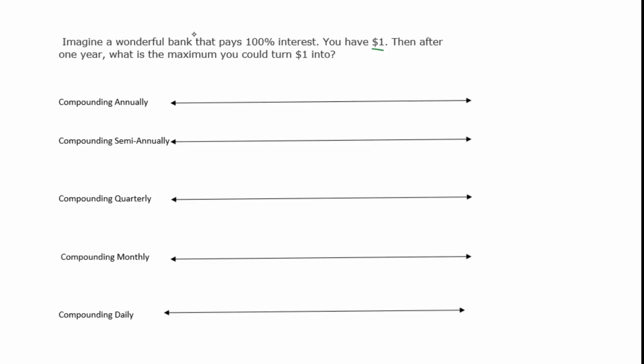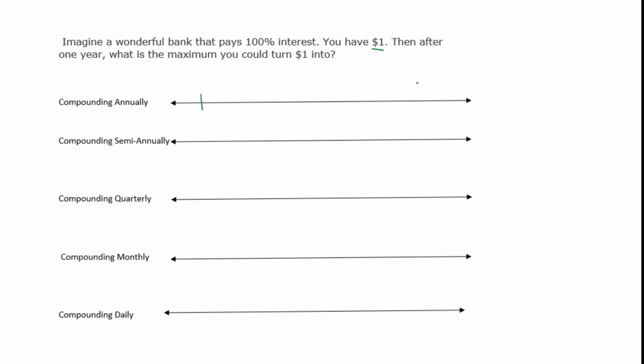Imagine a wonderful bank that pays 100% interest. You have $1. Then after 1 year, what's the maximum you could turn $1 into? When you put this $1 into this wonderful bank, the bank will pay you the interest different times a year. We call the number of times the bank pays you the interest the compounding period. Compounding annually means they will pay you the interest only once in a year.